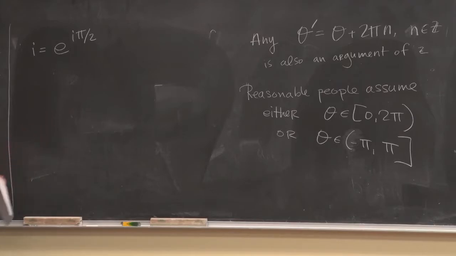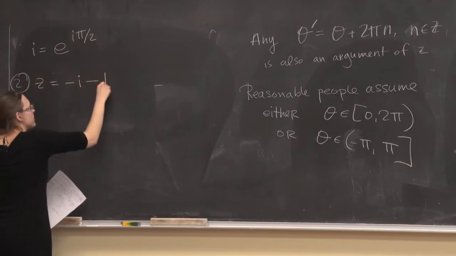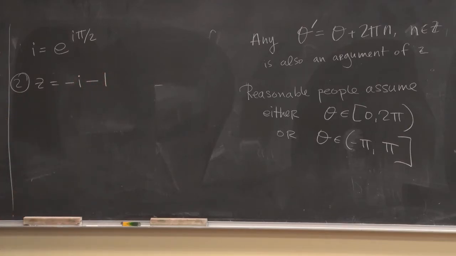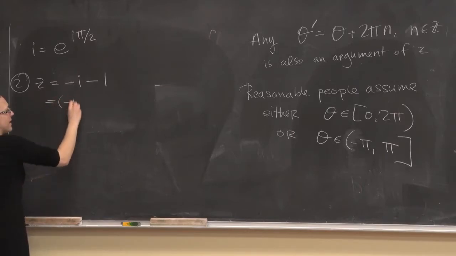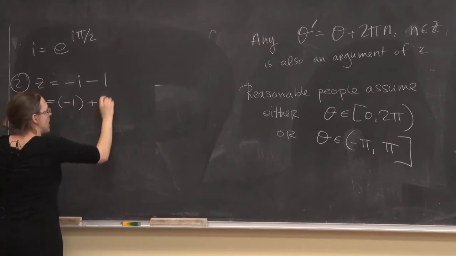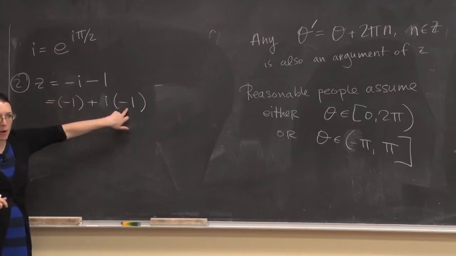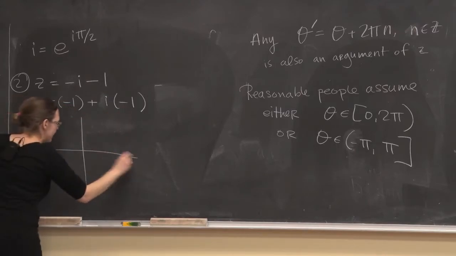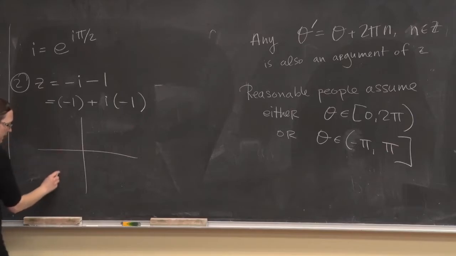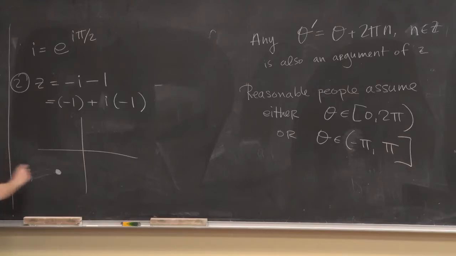Ta-da, we did it. Okay, let's do another harder example. Z is minus i minus 1. Just to be very explicit, this would be like minus 1 plus i times minus 1. So this is a number with real part minus 1 and imaginary part minus 1. If I draw it in the plane, it's here, at minus 1, minus 1.